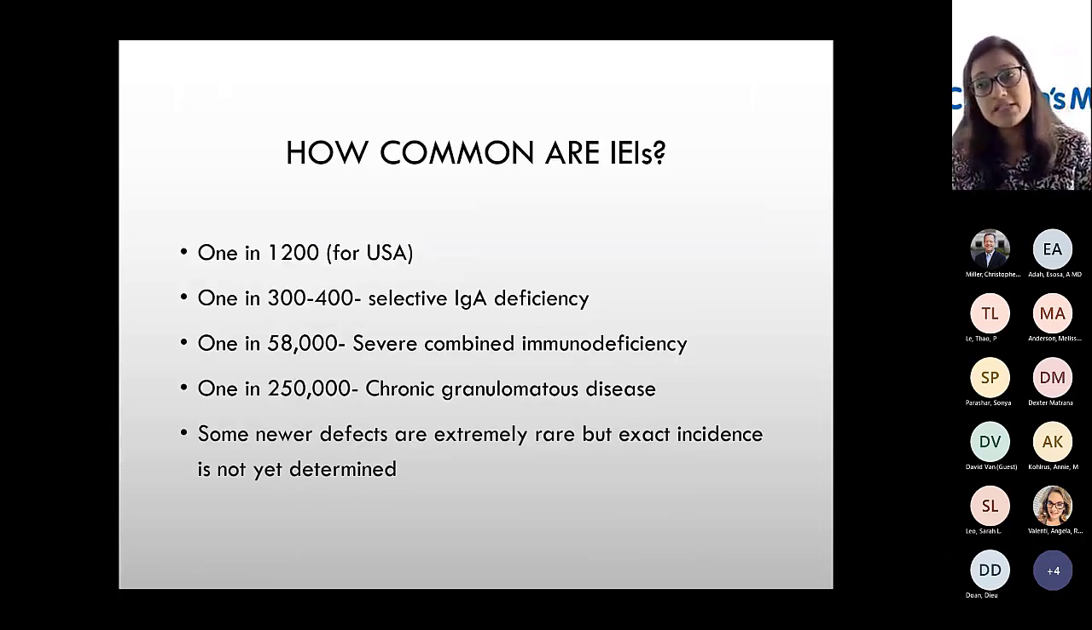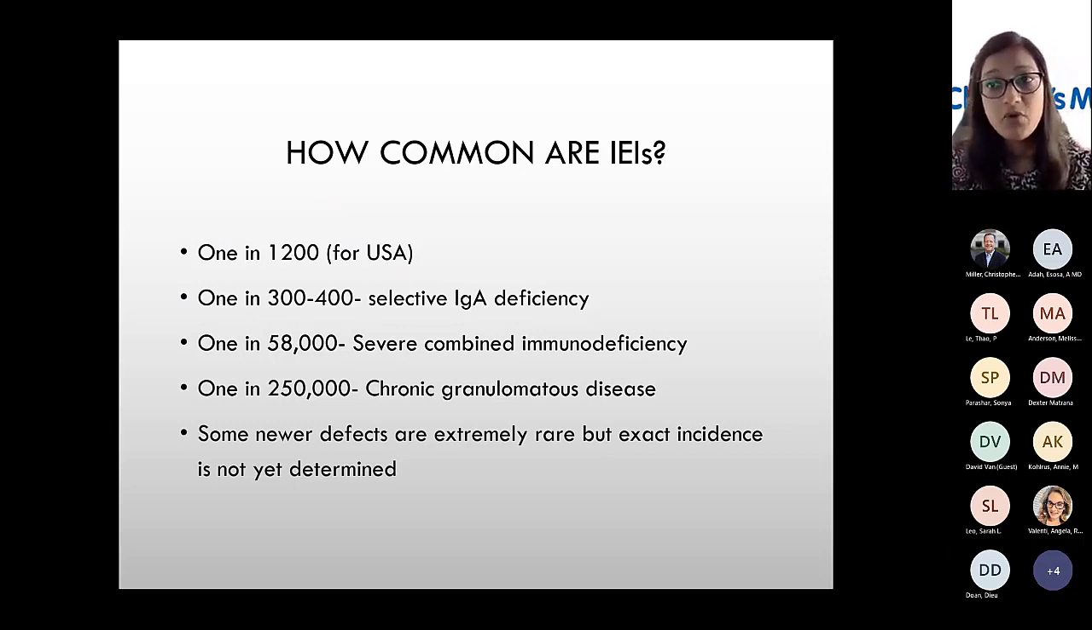So how common are these? So as I mentioned, inborn errors of immunity are rare disorders. However, as a group, these are way more common. So one of the early estimates of inborn errors of immunity was when someone did a phone survey and called up the general population and asked if they have an immune issue. And 1 in 1,200 replied that they had one. That was a very rough estimate.